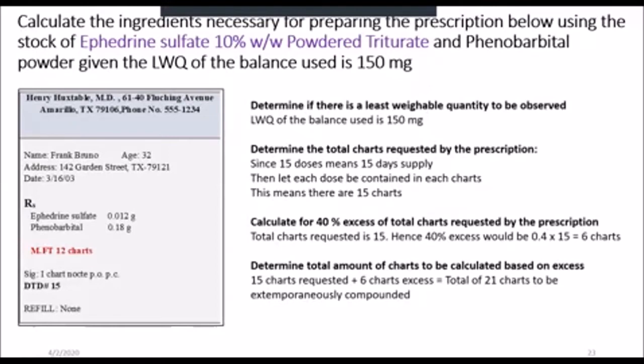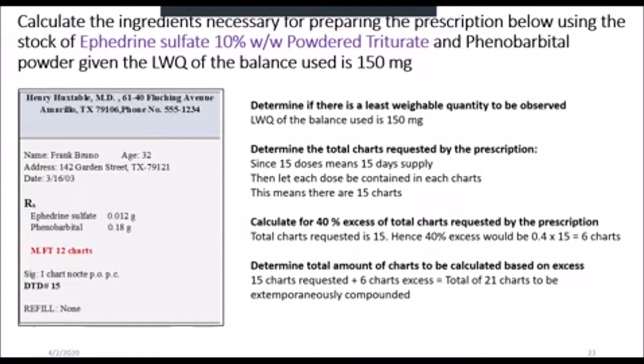So this is saying mix and make 12 charts such that those 12 charts will contain ephedrine sulfate 12 milligrams, phenobarbital 180 milligrams. Now, what does that mean? That means that you're going to have to determine how many milligrams of each of these drugs will be contained in each chart. We're going to look at this a little bit later. Just want you to zero in on the fact that this is very, very important.